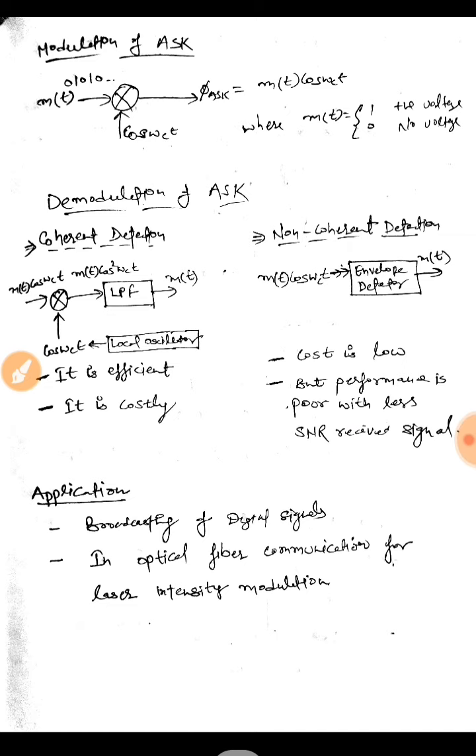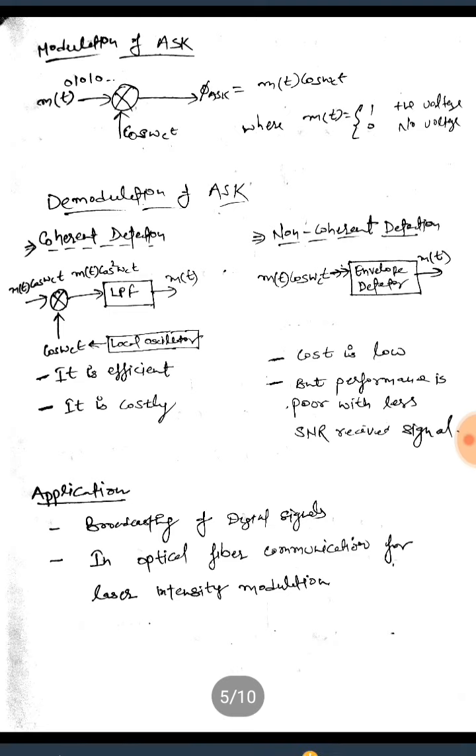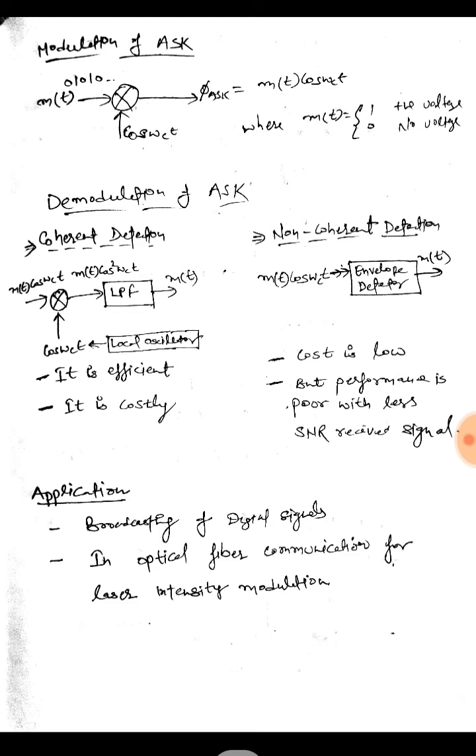Now, how is the modulation of ASK done, that is how can we transmit? We have already seen this. If this is our information m(t) in digital form, we multiply it with a carrier signal, which we can generate using a local oscillator, and when we multiply both of them we get m(t) cos ωt. For m(t) equal to 1, that is positive voltage, we get the signal, and for m(t) equal to 0, no voltage, we get no signal. So this is the modulation.